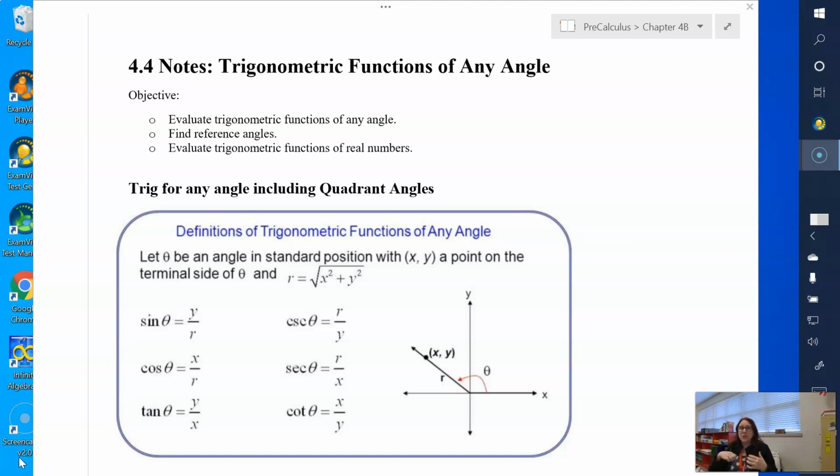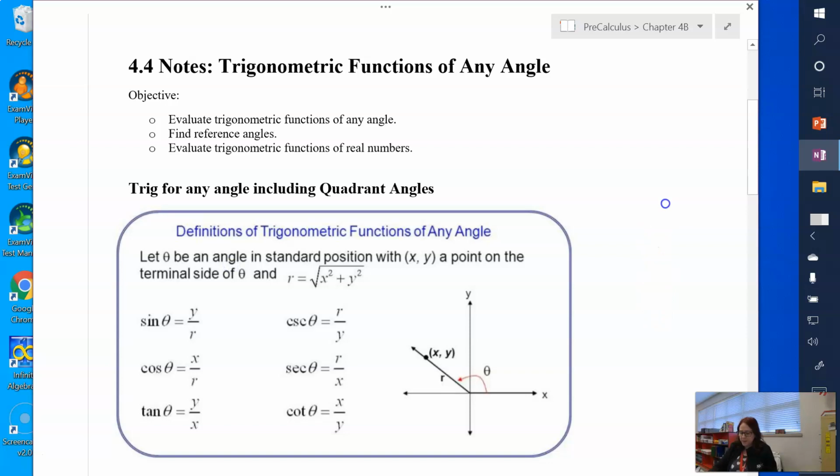And what we're going to do in this section is we're going to write the trig functions of an angle in the coordinate plane. So we're not on the unit circle anymore, and we're not just out in free space, we're on the XY plane. We're going to be able to find reference angles, and we're going to use trigonometric functions of real numbers.